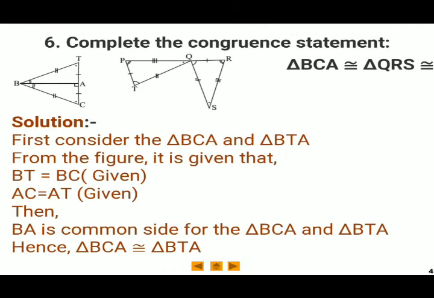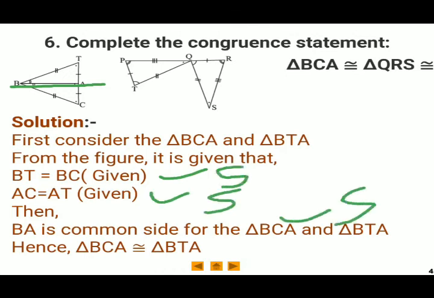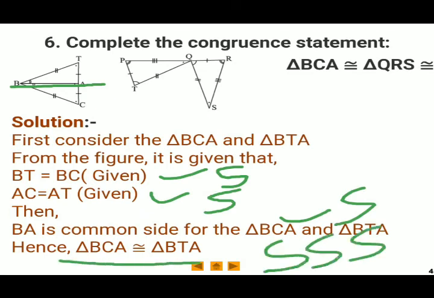After that you can see that both the triangles have a common side, that is BA. So BA is the common side for triangle BCA and triangle BTA. So the congruence rule will be which one? You can see here an angle is there, here a side is there, this one is also a side, and this common one is a side. So by the SAS congruence rule we can write down that triangle BCA.